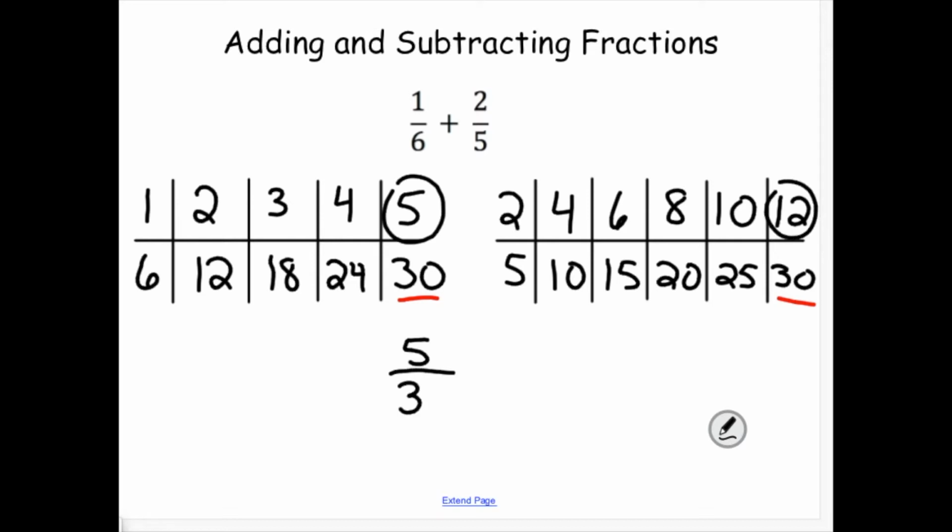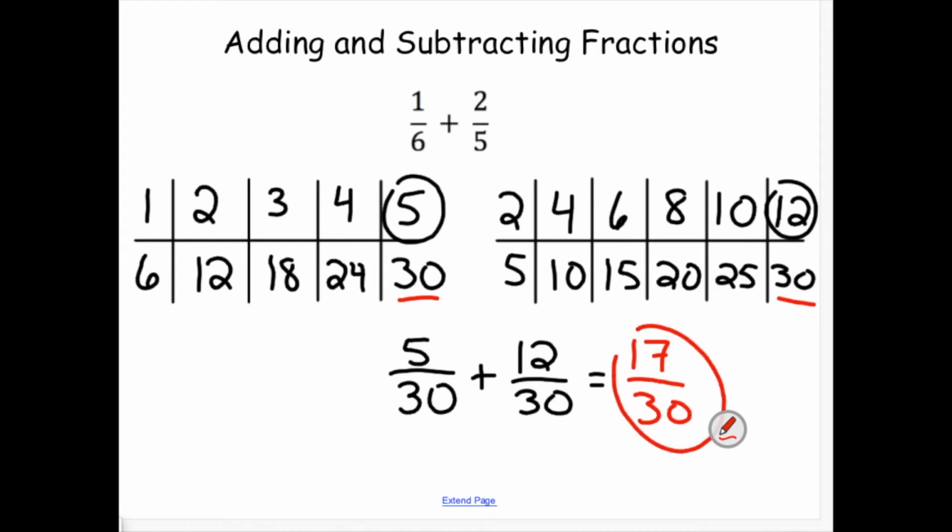Remember, if the denominator changes, the numerator has to change as well. Now, our new addition problem with common denominators is 5/30 plus 12/30. If I add my numerators together, I get 17/30 as my answer.